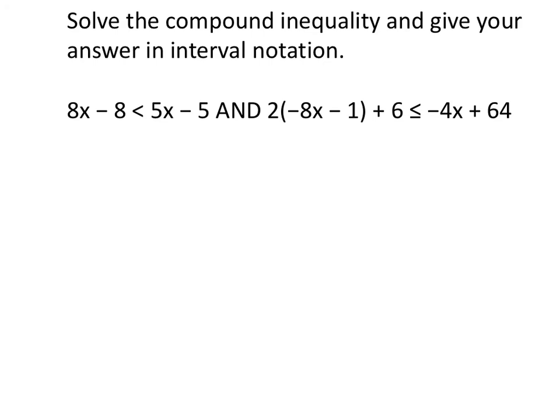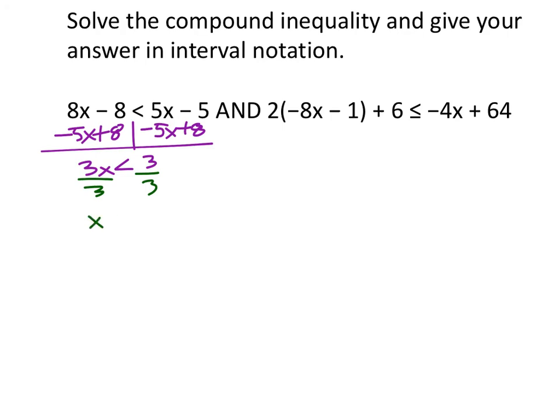All right, so the and statement, again, we're looking for the intersection. We can solve this first one in 2 steps, but we're going to combine one. So I'm going to subtract 5x from both sides to get the x's to still be positive. And then I'll add 8 to both sides as well. So 3x is less than 3. Divide by 3 on both sides. X is less than 1.